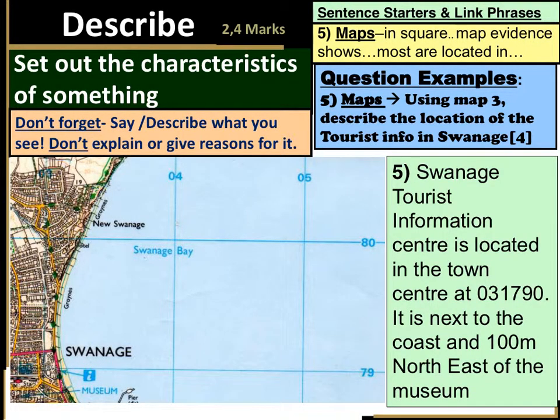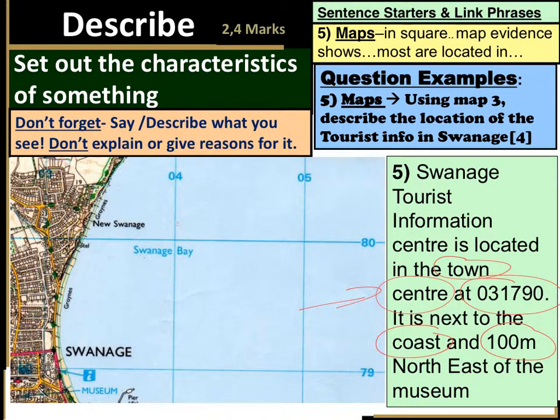In the green box, we've got a possible answer for this question. It says Swanage Tourist Information Centre is located in the town centre at 031790. It is next to the coast and 100 metres northeast of the museum. So let's pick out here what we've got in terms of an answer. We've got town centre, which is located. That would be a mark, so you've identified where the town centre is. You've got a grid reference. You've got next to the coast, that's another mark. And you've got 100 metres northeast of the museum.